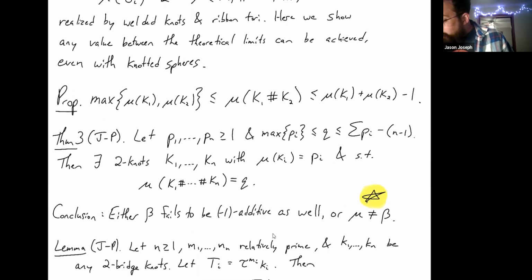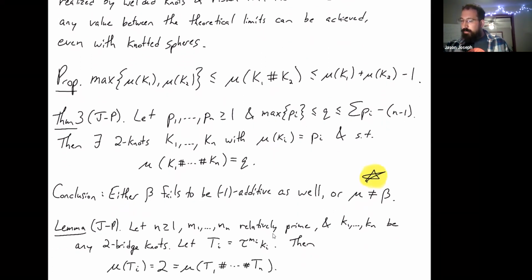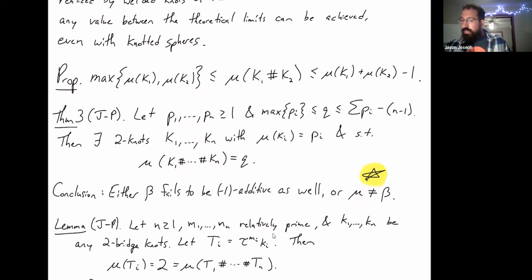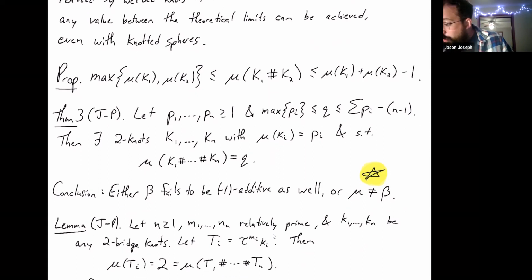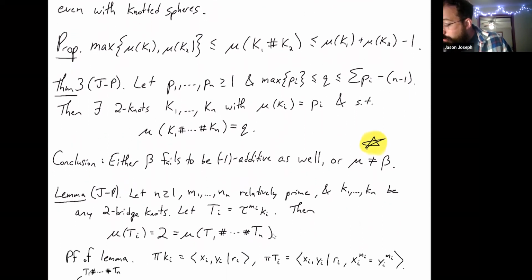So the lemma is kind of a special case of the theorem, and I think it's sort of the most interesting special case in a way. You're going to start with all these 2-knots of a specific form. There'll be twist spun 2-bridge knots with coprime twist indices. Each one of them has Meridional rank 2, and so does their connected sum. This is for any number of factors. So let's talk about why that's true.